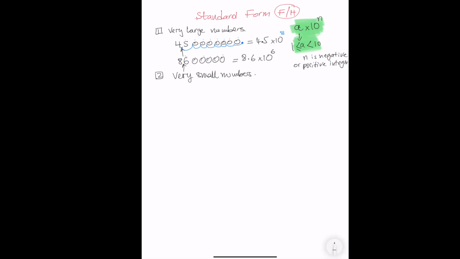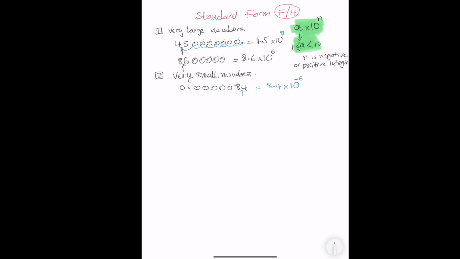And then example, let's say you have 0.00000084. So standard form means that the number should be between 1 and 10. So we have to put the decimal point between 8 and 4. So 8.4 multiplied by 10 to the power of, and just count how many spaces between the decimal points, 1, 2, 3, 4, 5, 6. So 6, but this time it is a minus because it's a very small number.